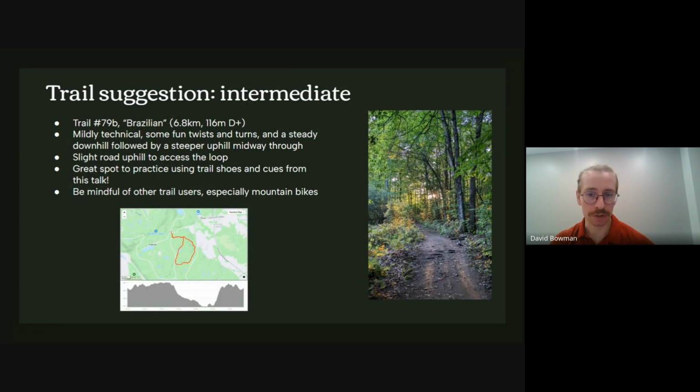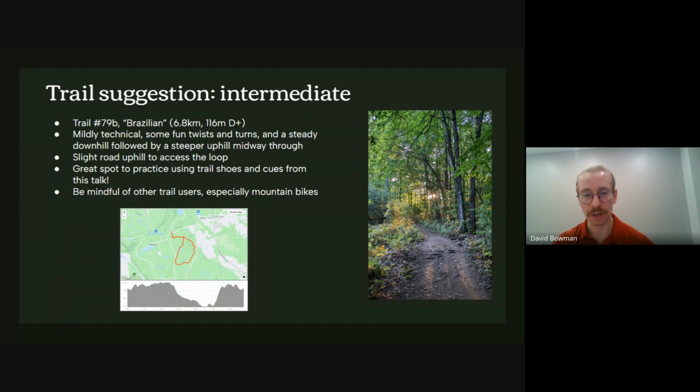The next suggestion that I want to talk about is a more intermediate trail. This is trail number 79B in Gatineau Park, sometimes known by folks as Brazilian. And this is a 6.8 kilometer loop with about 116 meters of vertical climbing, so it gets a little hillier. It's what I would call mildly technical, as we can see in the photo here. It's got some really fun twists and turns, and then it's got a steady downhill on the first part of the loop. And then we have a steeper uphill that hits partway through. There is also a slight road uphill from the parking area to access the loop.